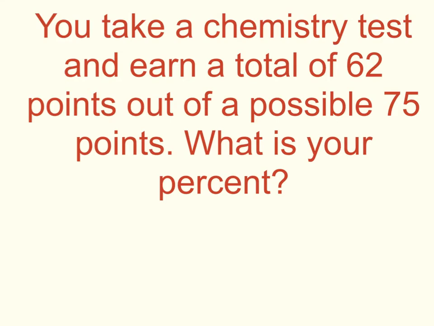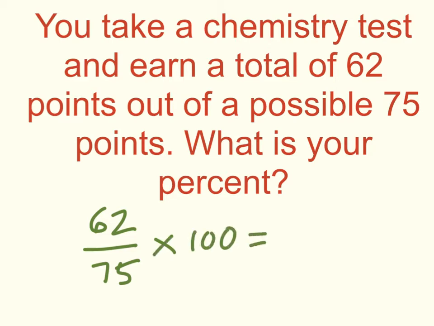Calculating percent composition is very similar to calculating your percent on a test. So let's say you take a test in chemistry and you earned a total of 62 points and the test was out of 75 points. What is your percent? To solve this problem, you're going to take the points that you earned, 62, divided by the total possible points, 75, times 100 to make it a percent, and you get 82.7%.